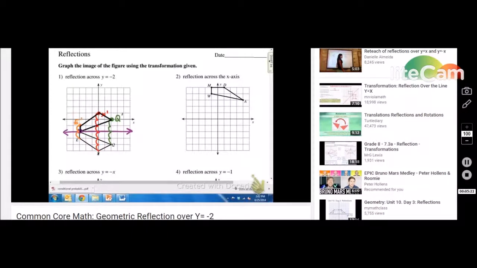So here is my new shape. So notice the same shape, same size. It's just the opposite because it's reflected over the mirror.